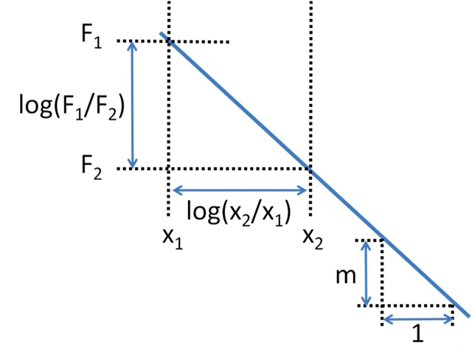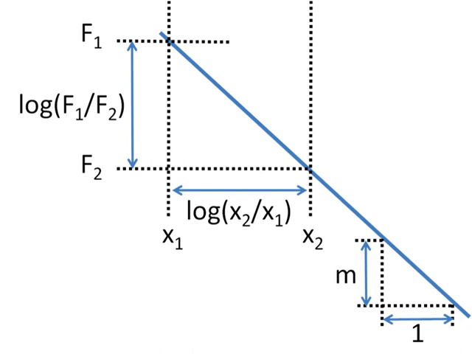Which means that f(x) = constant · x^m. In other words, f is proportional to x to the power of the slope of the straight line of its log-log graph.